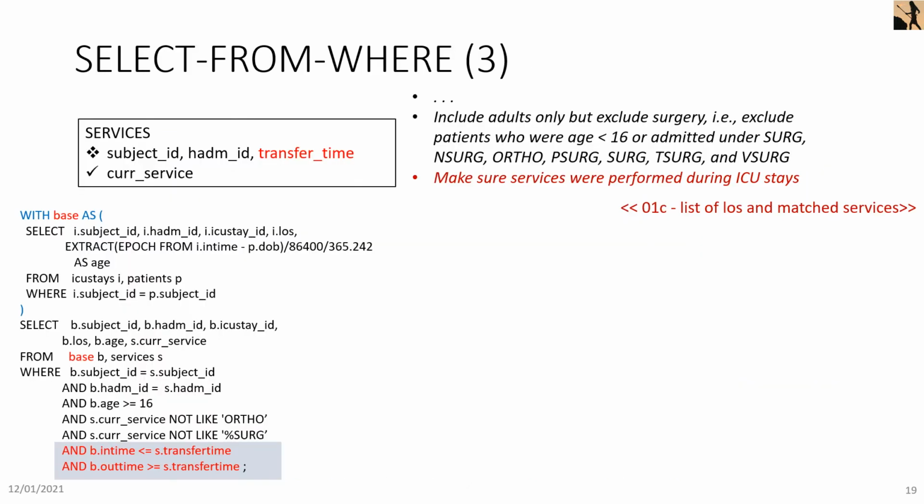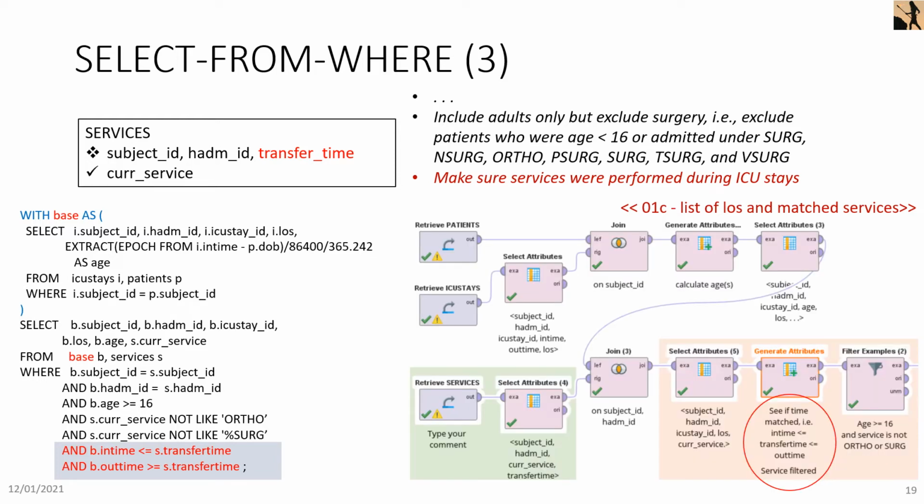So for this, we'll try to make sure the service is performed during the ICU stay, right? If not, we throw them away. We'll make sure they are within the ICU stay. So we add an additional condition, and that's why in this example in the SQL statement, something is highlighted with a red rectangle, right? So for RapidMiner, of course, we take the existing flow and try to generate some indicators to say whether this particular service is within the ICU stay or not, right?